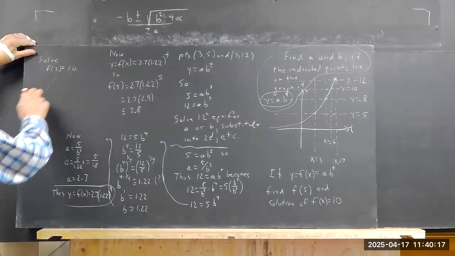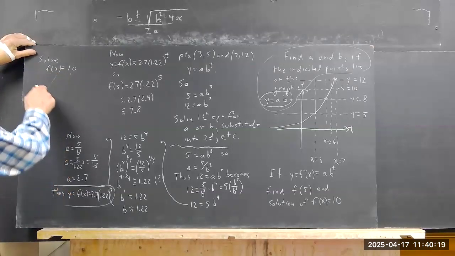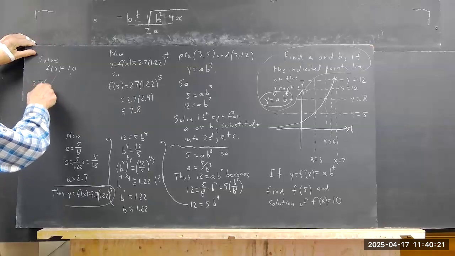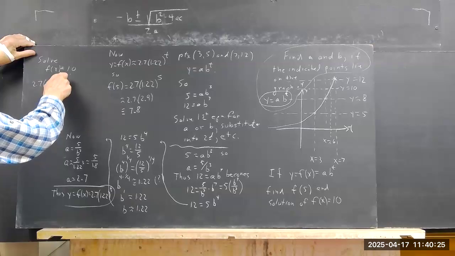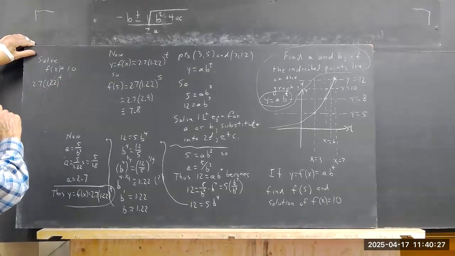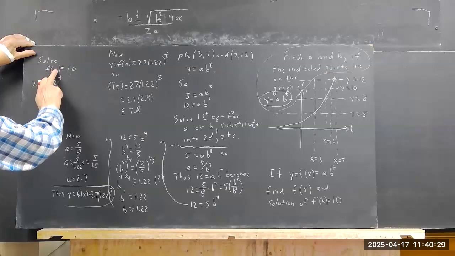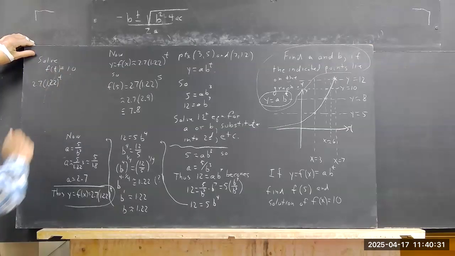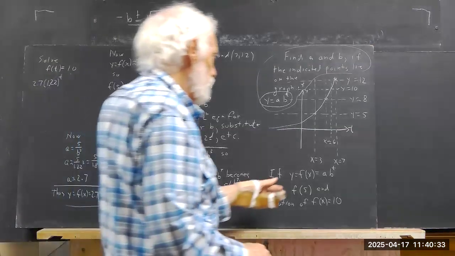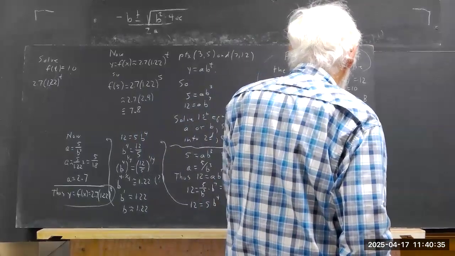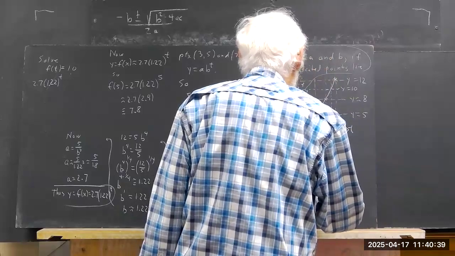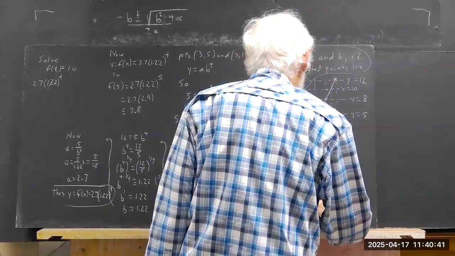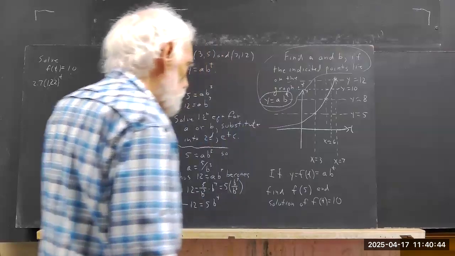Okay, f of x equals 10. F of x is 2.7 times 1.22 to the t. And I said f of x, and I said it's a function of t. So let's change our x's to t's here so I can be consistent with my notation. Hopefully that didn't confuse anyone.